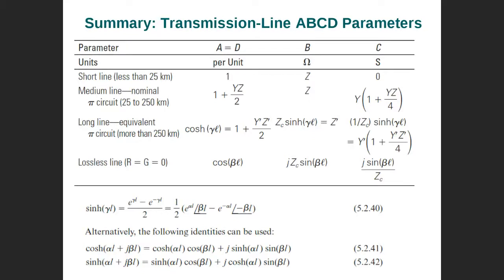And this is what we call the pi circuit. We call it the equivalent pi circuit. Here we call it the nominal pi circuit. The difference between these: they are both pi circuits. They both look like a pi. The transmission line is like this, and then we have it like this. So this is the impedance. Here is Z, and here is Y over 2.